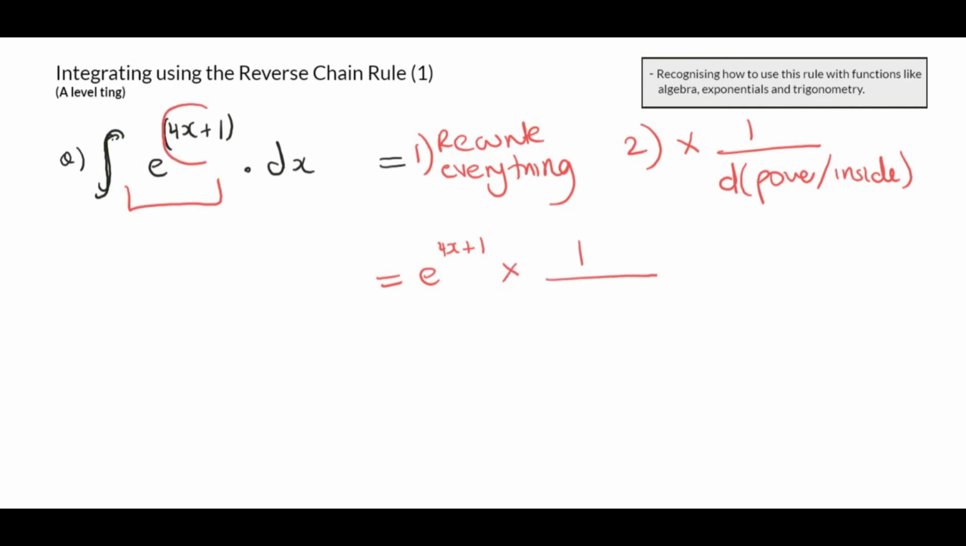So what happens when I differentiate 4x plus 1? I'm going to get 4. So I put 4 down here. And then don't forget the plus constant. So your final answer is just going to be a quarter e to the 4x plus 1 plus c. Calm, little light work thing.